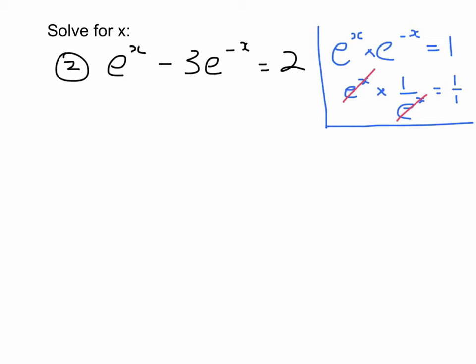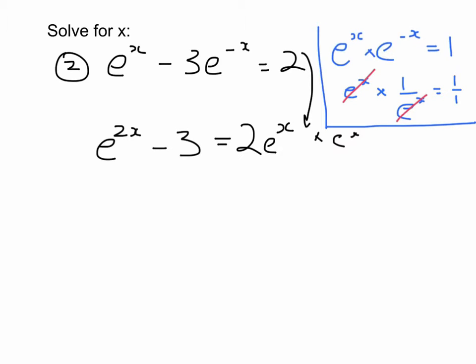which is the same as 1. So what you do is, in your first step, you want to get rid of this negative power of x here, and to do that you would multiply everything by e to the power of positive x. So that means this term becomes e to the power of 2x, and this term becomes 1 by this principle over here, so you end up with -3 there, and it equals 2 times e to the x.